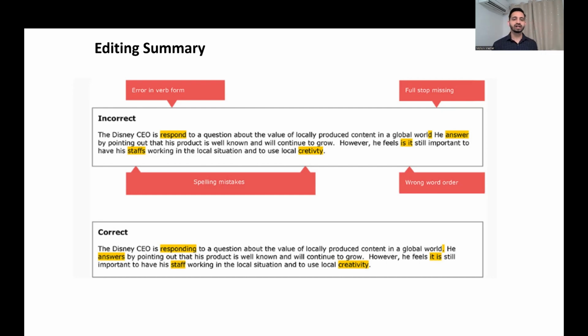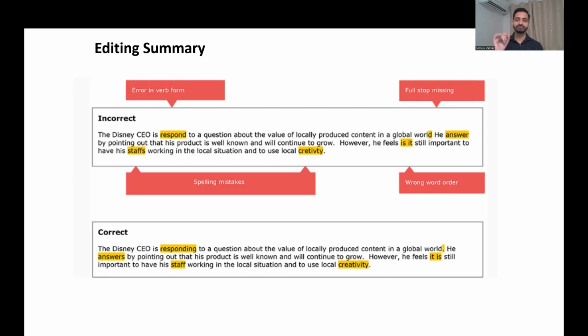To a question about the value of locally produced content in a global world. And there is no full stop because you see, he answer, it's starting with a capital letter. That's the punctuation problem. So the full stop is missing, you've got to put a full stop there. He answer, you know that with he, she, it, we use the singular verb form, right? So we want to change that to answers, right? He answers by pointing out that his product is well known and will continue to grow.